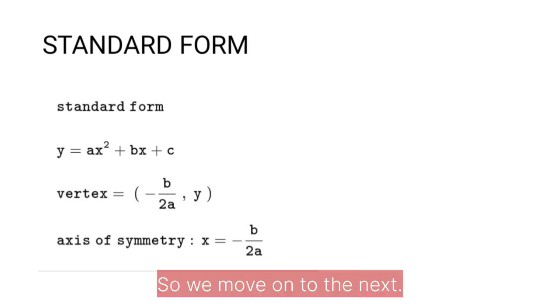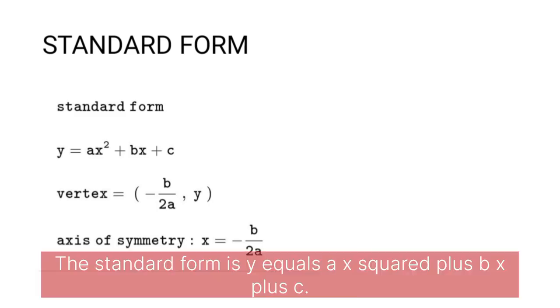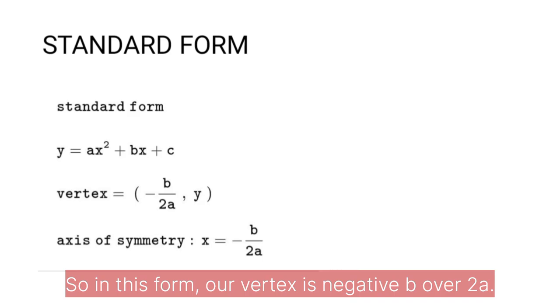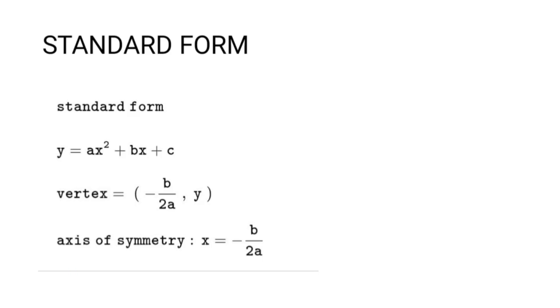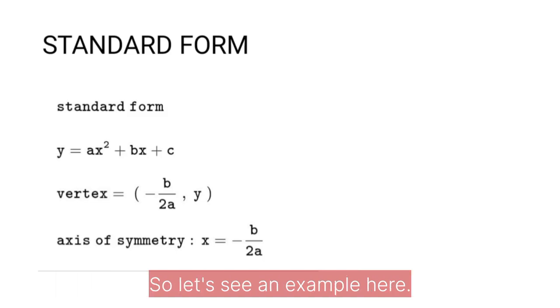So we move on to the next, which is the standard form. The standard form is y equals ax squared plus bx plus c. In this form, our vertex x-coordinate is negative b over 2a, and the axis of symmetry, x, is negative b over 2a.